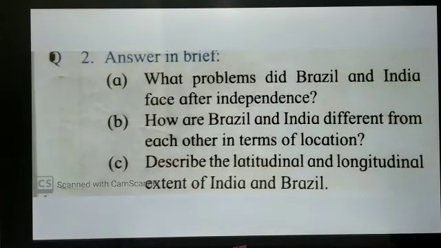Now coming to question number 2, answer in brief. Here 3 very important questions are given. What problems did Brazil and India face after independence? How do Brazil and India differ from each other in terms of location? Describe the latitudinal and longitudinal extent of India and Brazil. So these 3 questions are there in your textbook. Now see very carefully, I am showing you the slide of the answer.